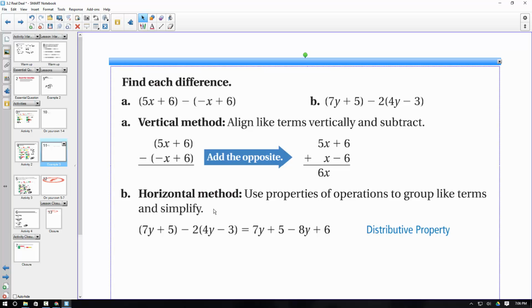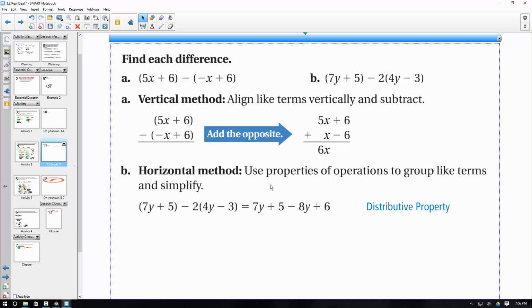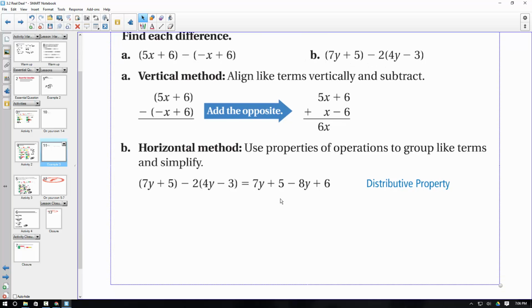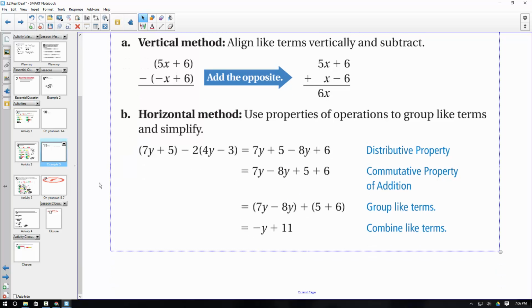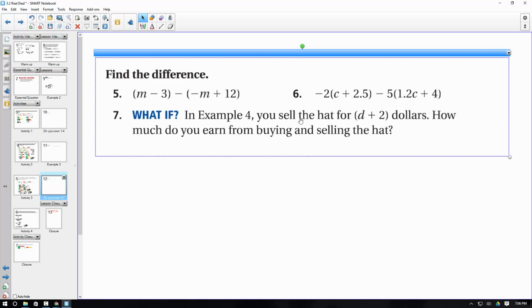This is the horizontal method. It's the same kind of thing where I just distribute through across. And I get negative y plus 11. And what I'd like you to do is try to do these right here. Once you have them, press play. And here you go.